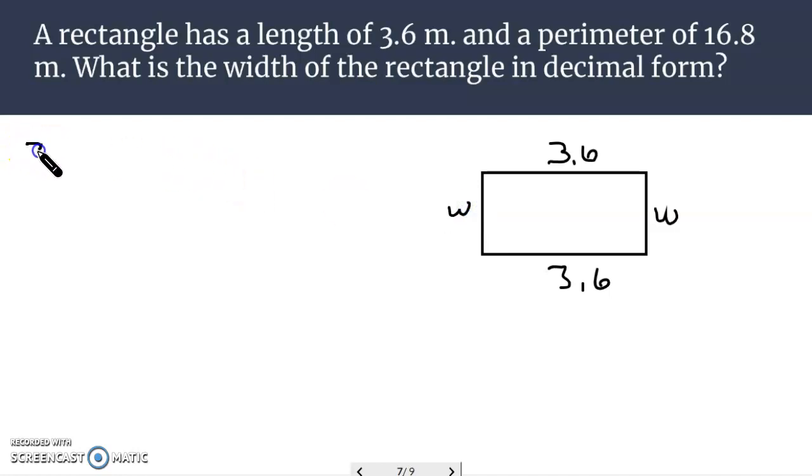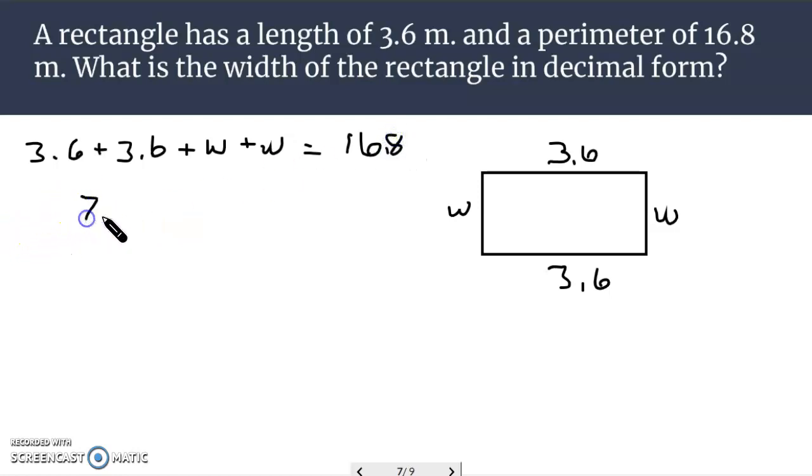But I do know if I add all the sides up, that gives me the perimeter, and it apparently equals 16.8. 3.6 plus 3.6 gives us 7.2. How many W's do we have? We have 2 of them, 2W.